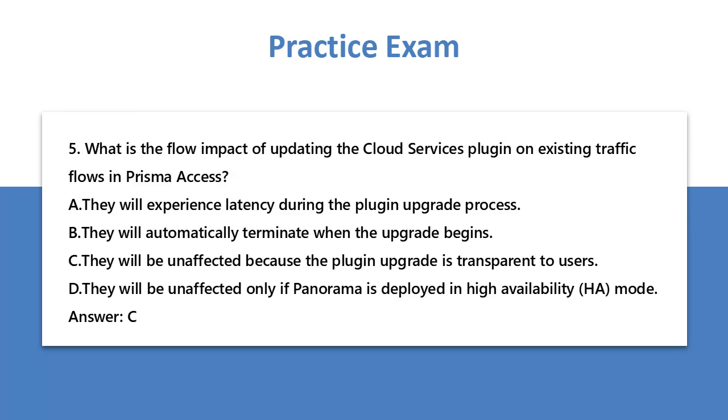5. What is the flow impact of updating the Cloud Services plugin on existing traffic flows in Prisma Access? A. They will experience latency during the plugin upgrade process. B. They will automatically terminate when the upgrade begins. C. They will be unaffected because the plugin upgrade is transparent to users. D. They will be unaffected only if Panorama is deployed in high availability (HA) mode. Answer: C.